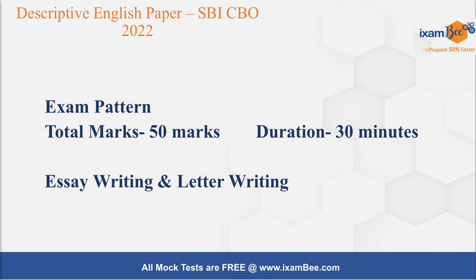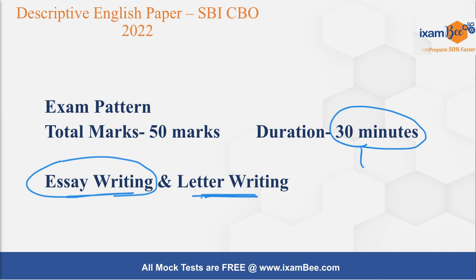So just after your objective type paper, you will have to write this descriptive paper in which you will have to deal with two questions. One, essay writing, and second is letter writing. So some options would be there. You will be given 2, 3, 4 topics and you have to choose one topic and write your essay on that. And also in letter, you will have some options and you need to write the letter. So in 30 minutes, you have to answer these two questions. That is why practice is required, because it should not happen that you are not able to complete both the answers.